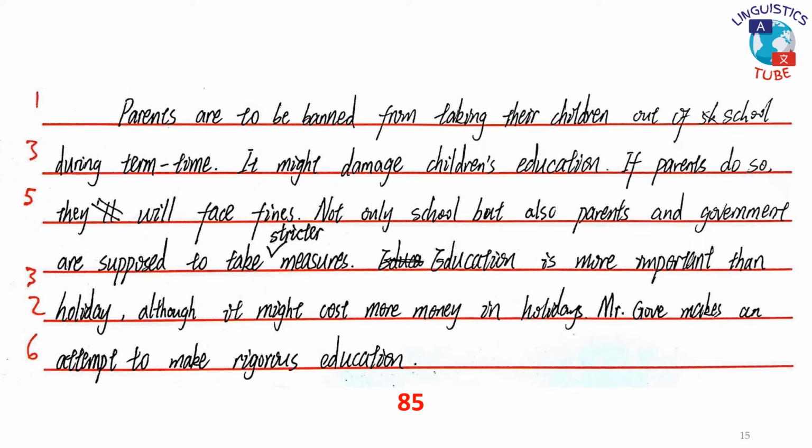Parents are to be banned from taking their children out of school during term time. It might damage children's education. If parents do so, they will face fines. Not only school, but also parents and government are supposed to take stricter measures. Education is more important than holiday, although it might cost more money on holidays. Mr. Gove makes an attempt to make rigorous education.